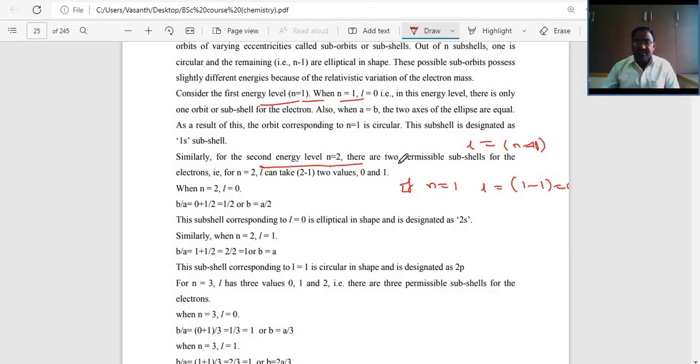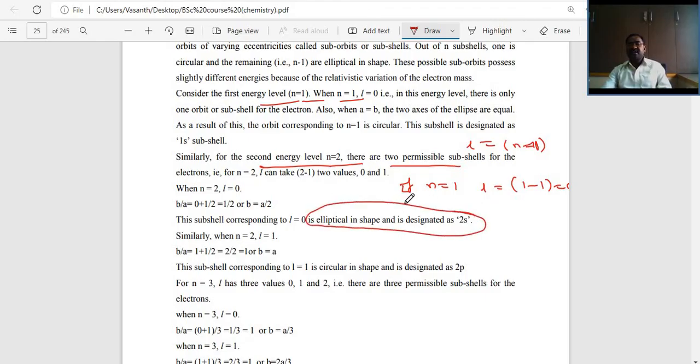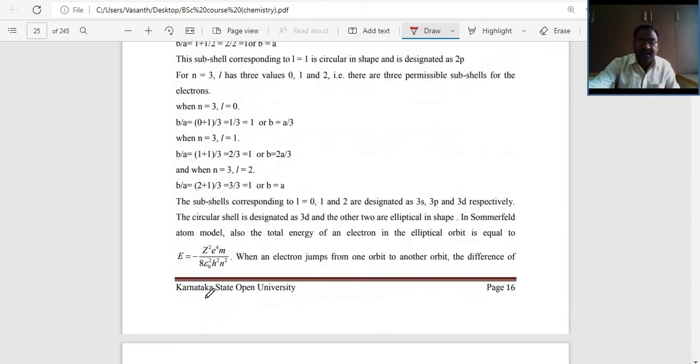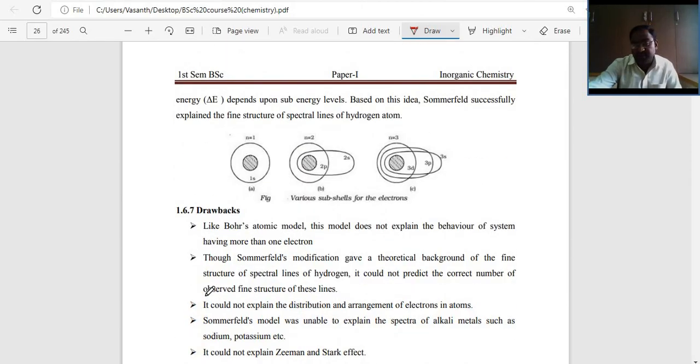The second energy level, n is equal to 2, has two permissible subshells for the electrons. Here, the designation of the shape of this orbital is spherical. By considering these principal and azimuthal or subsidiary quantum levels, we are going to predict the shape of the atomic orbitals, like s orbital, p orbital, d orbital, etc. Later, we are going to discuss the structure of atoms and orbitals.